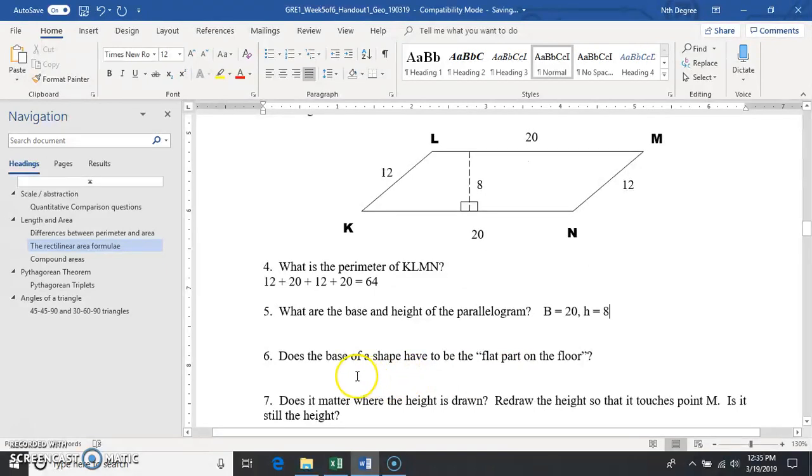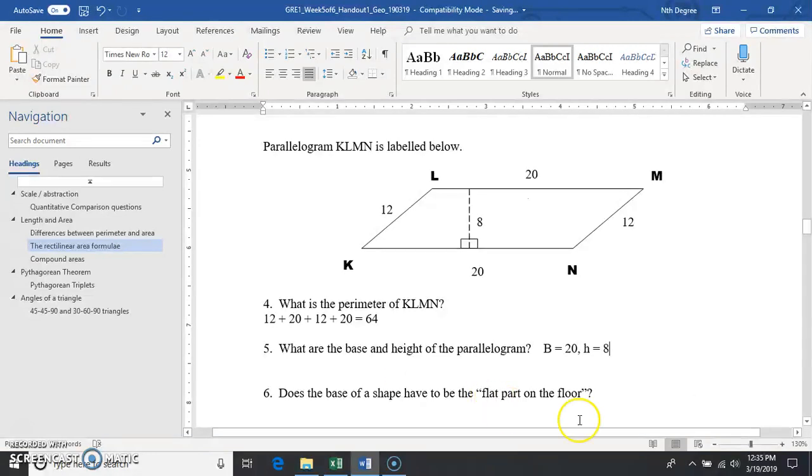Question 6, does the base of a shape have to be the flat part on the floor? The answer is no. And I emphasize that because it's a very common misconception. Many people think that base means literally the base of something solid that you would put on the table, the flat part on the floor. It doesn't have to be.